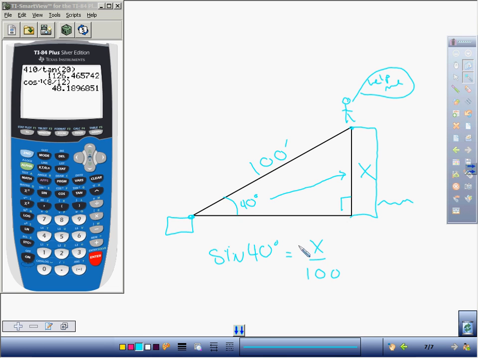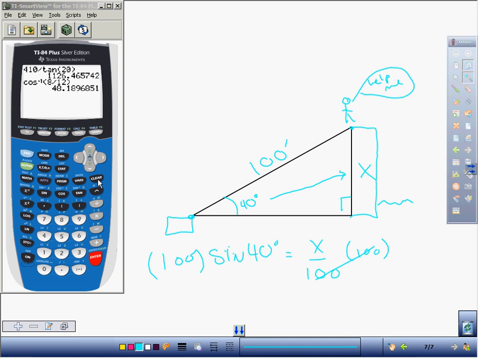So this is real simple. You just multiply both sides by 100, and this crosses out, and you get x equals 100 times the sine of 40. And it's better to first solve for x, and then plug it all into your calculator in one chunk, because otherwise you're going to round off things and you're going to get messed up errors.